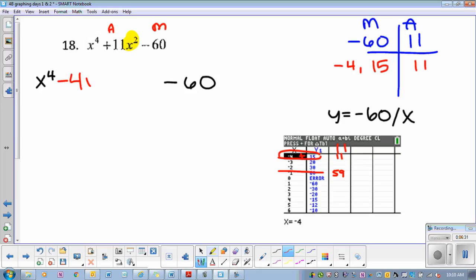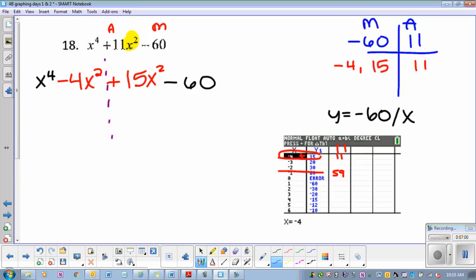So negative 4x squared plus 15x squared. Okay? So now you have 4 terms. What do you do when you have 4 terms, guys? How do you factor this? Yeah, divide it in half. Good. And then you're going to GCF both sides.